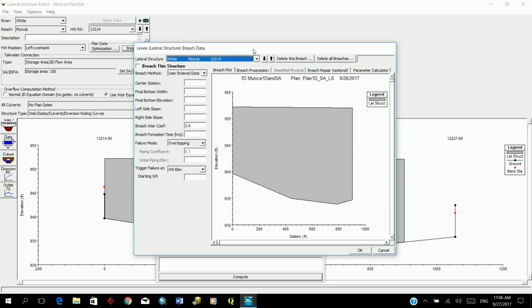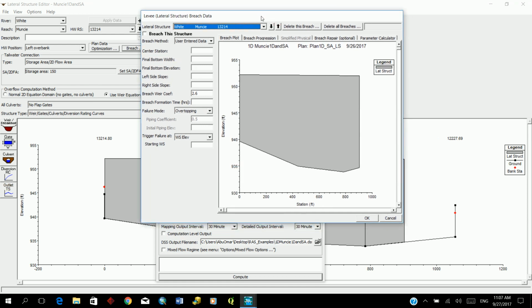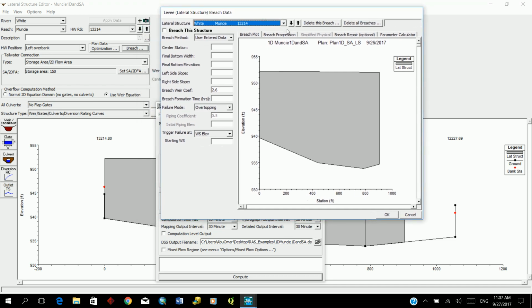And we will check that bridging structures, lateral structures, bridge. And then there is bridge this structure. There is both written, bridge this structure. You found it? Bridge this structure. Check the bridge this structure. Now we have to put the data on how we bridge that structure.